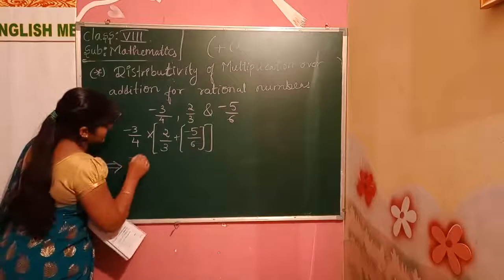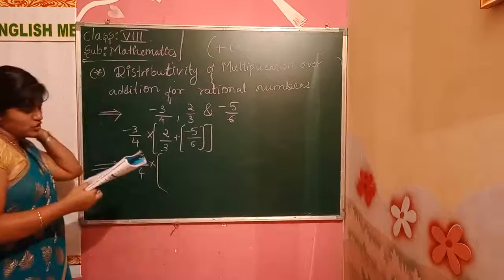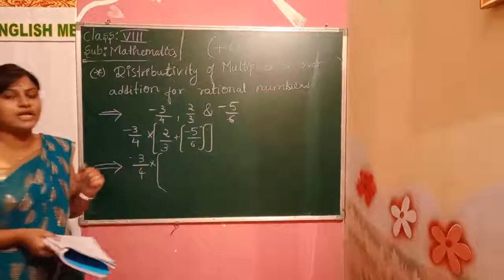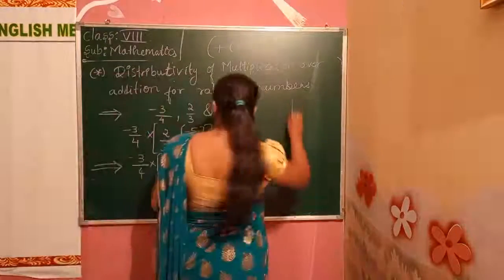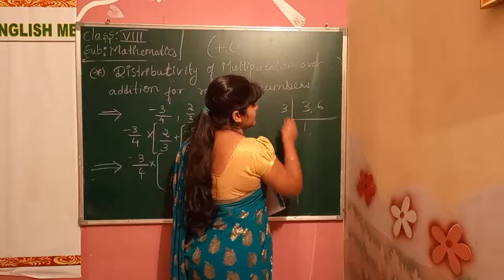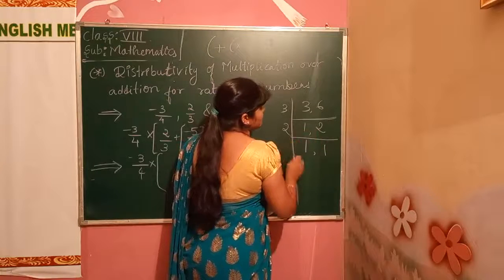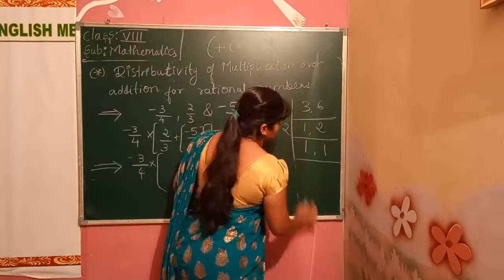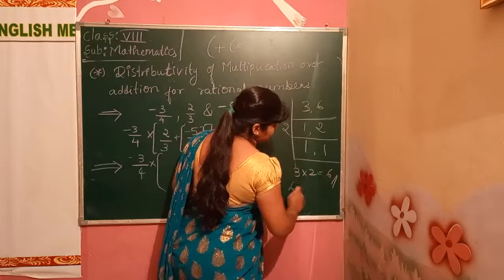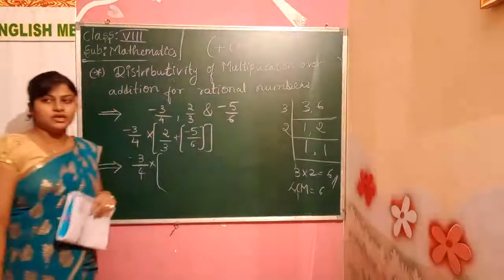Now start adding the numbers. We have 2 by 3 and 5 by 6. You all know how to find the LCM. First find the LCM of 3 and 6. 3 ones are 3, 3 twos are 6. So we get LCM is equal to 6.